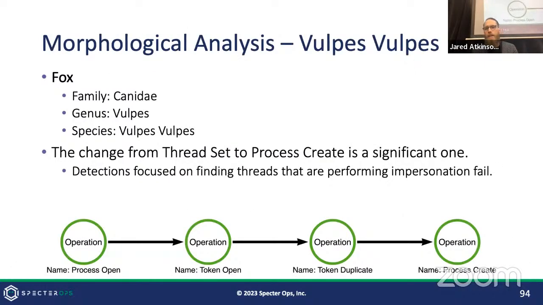And now we have a new operation chain, a new species. But this species changed a fundamental aspect of what was happening. Previously, all the examples were impersonating inside the same process. We were just causing our thread to impersonate. But now we're creating a new process that impersonates, and so the detection that you would apply to this would change fundamentally.